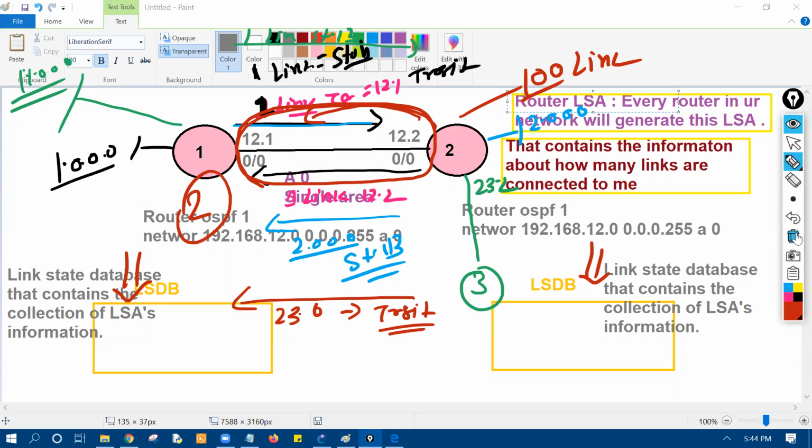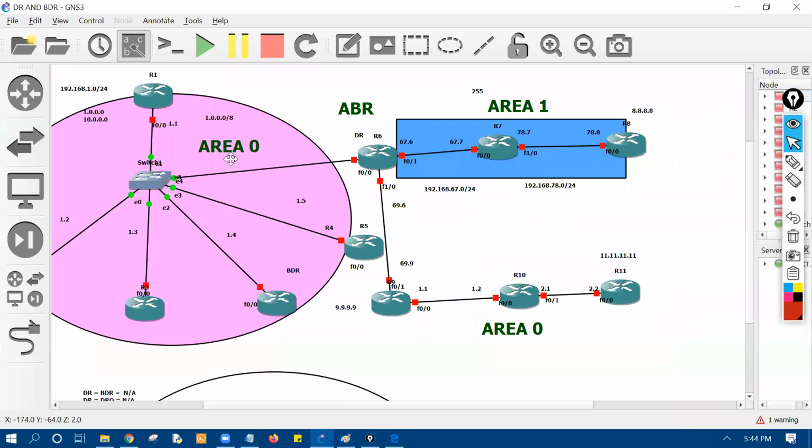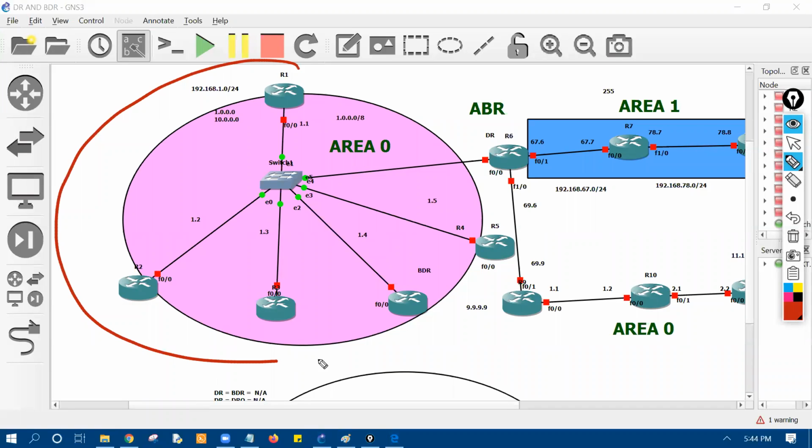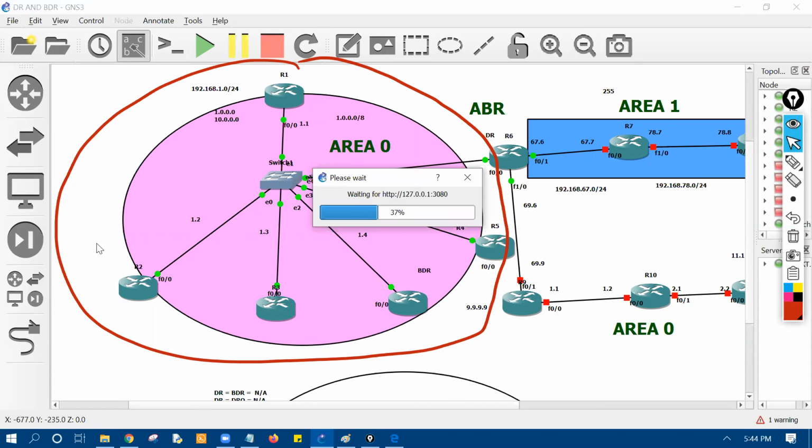Now, see this topology. Can anyone tell me how many router LSAs will be there in this area, in this domain, up to this point? 6. Perfect, right? We have 6 router LSAs. One is R1, one is R2, one is R3, one is R4, one is R5, and another is R6.